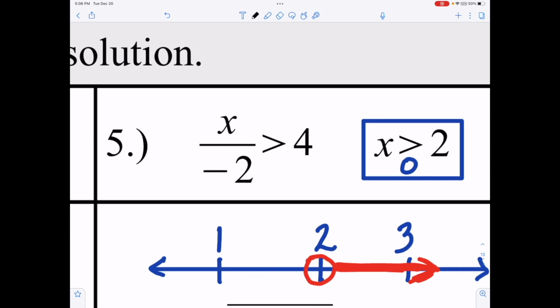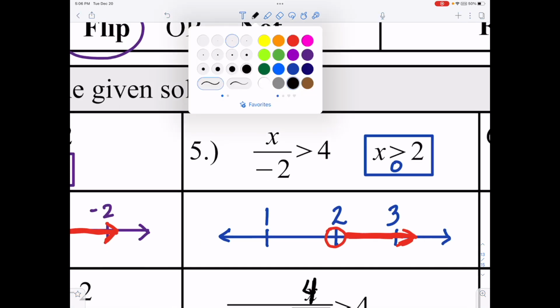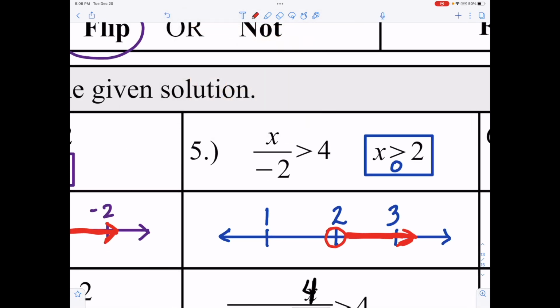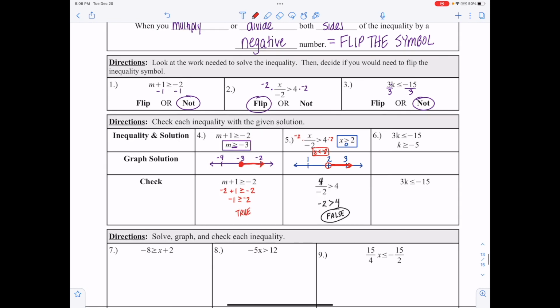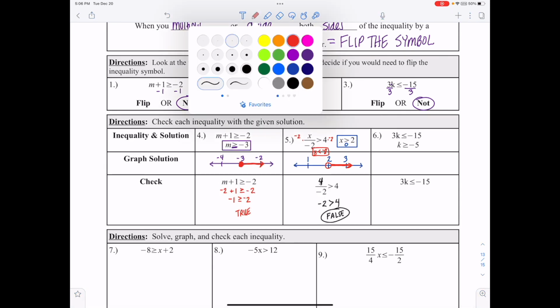If we do want to look up real quick, just to take a peek at what they did wrong, we would have multiplied both sides by -2. And when you multiply both sides by -2, multiplying or dividing by a negative flips the sign. We would have had x is less than -8 would have been the correct answer. Okay, so we just really quickly were able to prove what they did wrong.